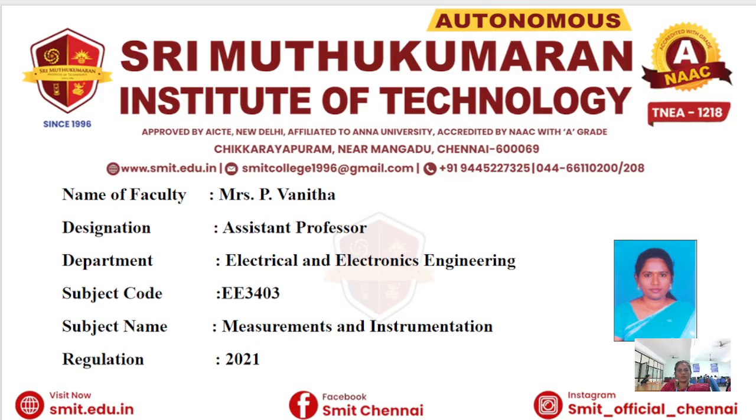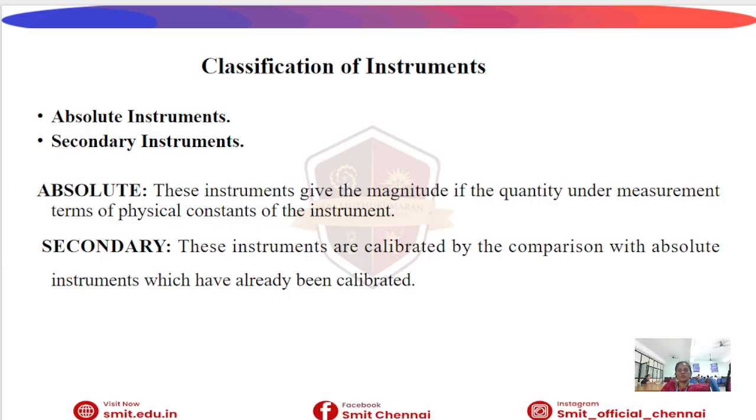Measurement is the process of comparing an unknown quantity with a known standard. Instrumentation is the science of designing and using instruments for measurement. So in this unit, we will study what an instrument is, how it is classified, how measurement systems are formed, and what characteristics they must possess.